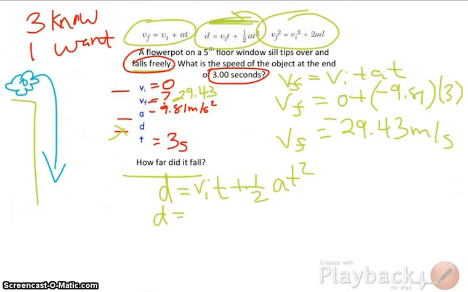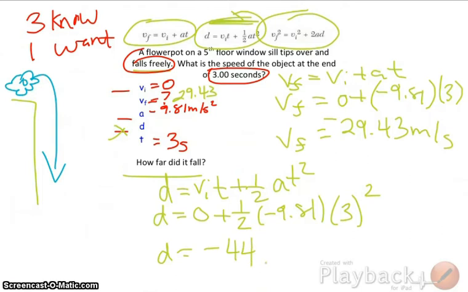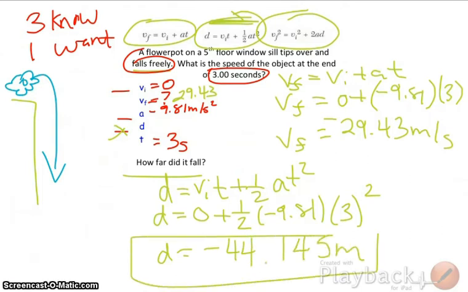D equals 0 times T, so D equals 0 plus 1/2 negative 9.81 times T squared, 3 squared. So D equals negative 44.145 meters. So it fell 44.1 meters. Let's look at another example.